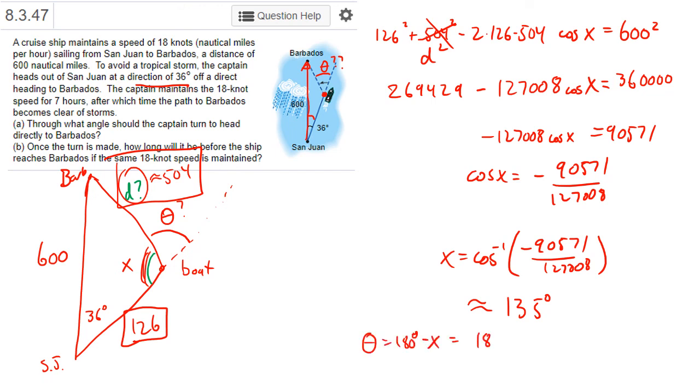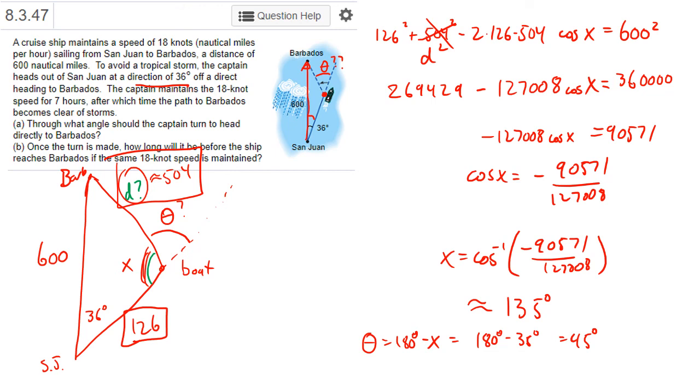So that's 180 degrees minus 135 degrees, which is 45 degrees. So tell the person to turn 45 degrees left, and now they should be pointed directly at Barbados. So that is the angle through which the captain should turn to head directly to Barbados, 45 degrees left. Or sorry, you're on a boat, 45 degrees to port.